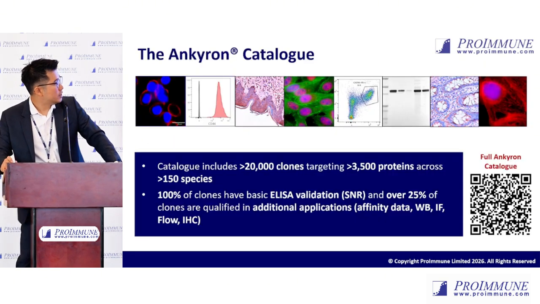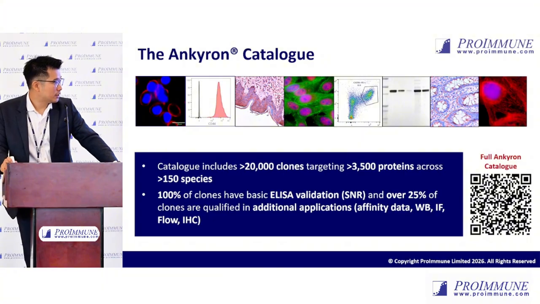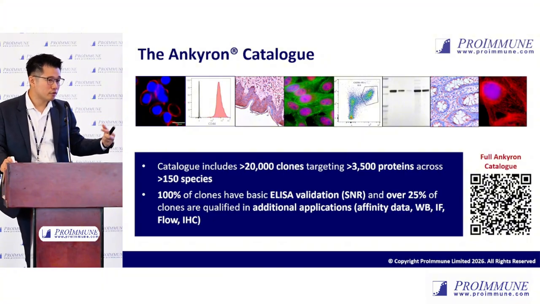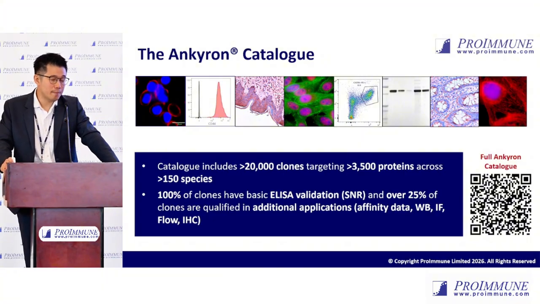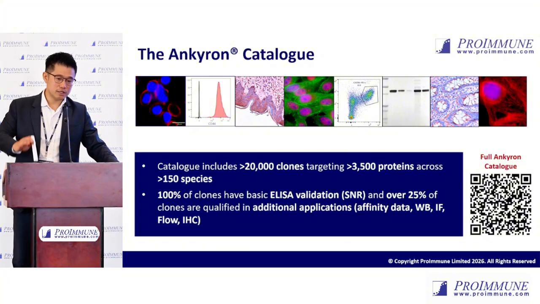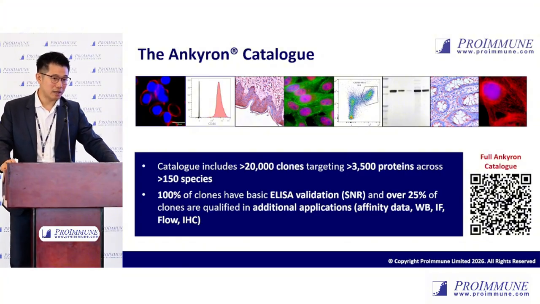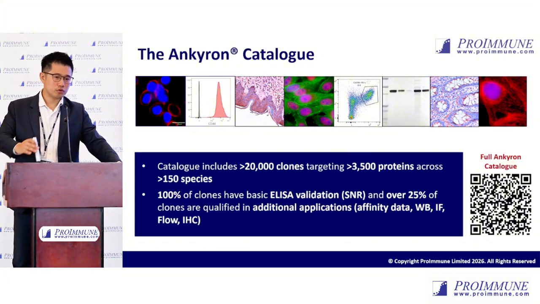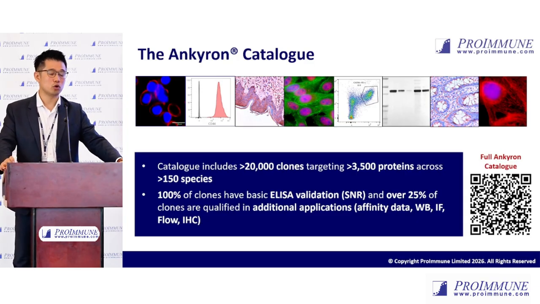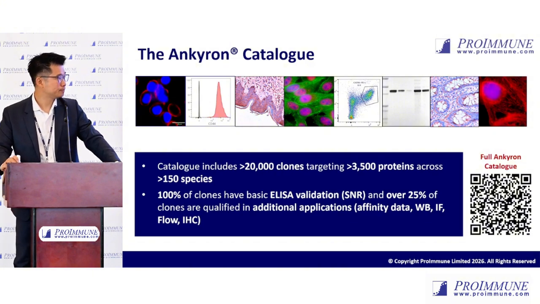I put a QR code of our catalog here, which I take you through in terms of how you can search for these Ankyrons, these targets that you would like to have, and whether or not they are on our catalog. The Ankyrons that we screen against the target, we screen using an ELISA-based method. Based on the signal to noise ratio, we then select those positive binders, and those clones are then put onto the catalog.